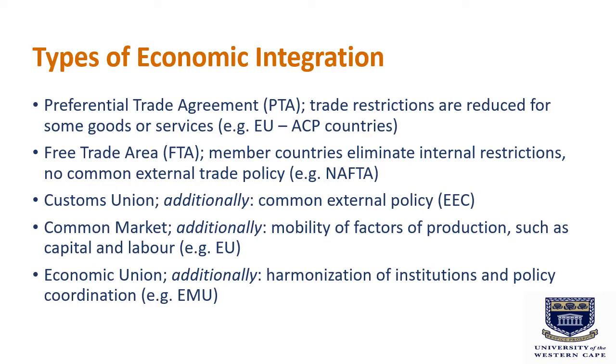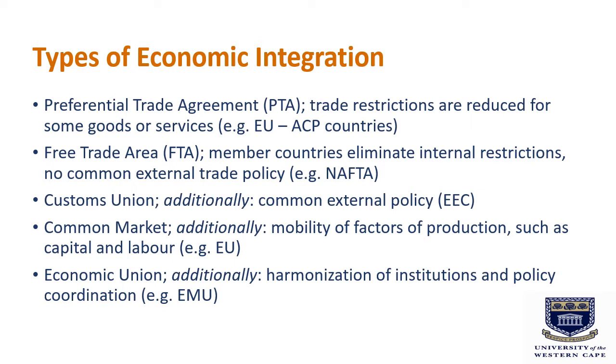Firstly, the first form of economic integration is a preferential trade agreement, and that's just the idea that trade restrictions are reduced for certain goods and services. Bear in mind, not all, only for certain goods and services. When you want all goods and services to be reduced, then you maybe deal with a free trade area.